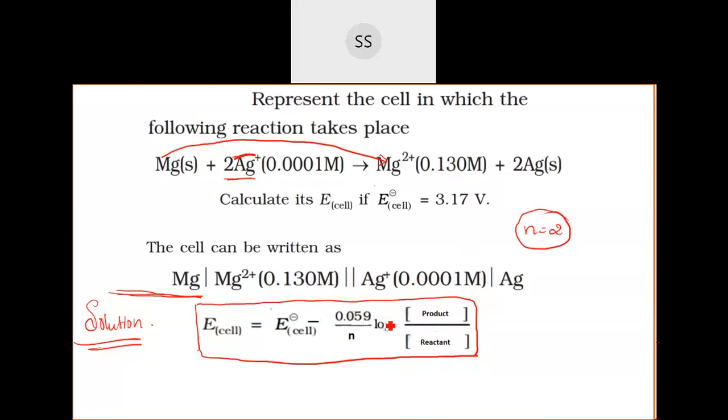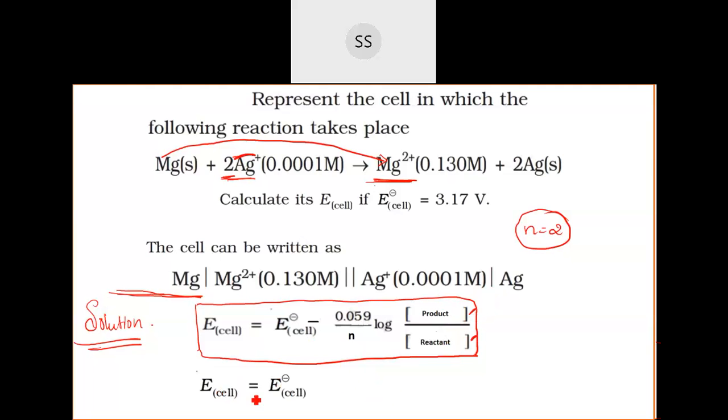We can substitute n value 2. Product, that is magnesium ion. Towards the right hand side what you have, that is a product. Towards the left hand side what you have, that is a reactant. And if you find the coefficient over there, you have to write it as the power of that reactant, or even if you find them written on the product side, whatever coefficient is there, you have to write as power. Remember.